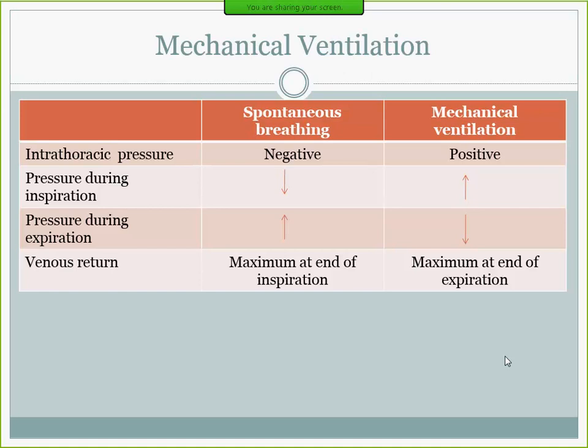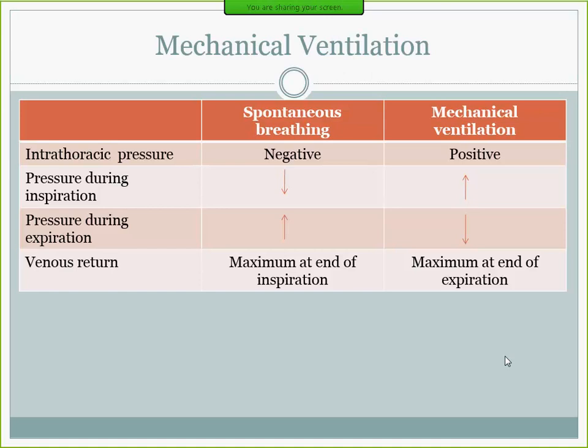Now, this is not so important in a patient who is euvolemic, but when patients are hypovolemic, this fluctuation in venous return and cardiac output may be significant, so that your blood pressure may drop with changes in ventilation.